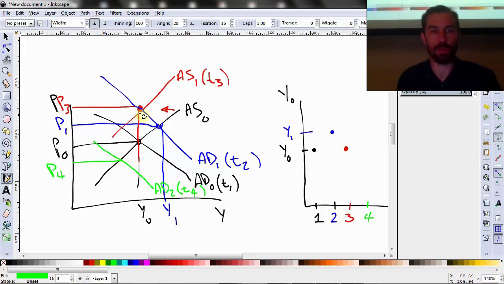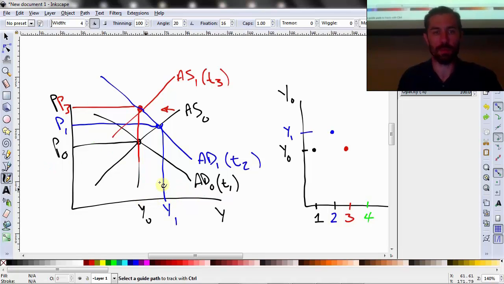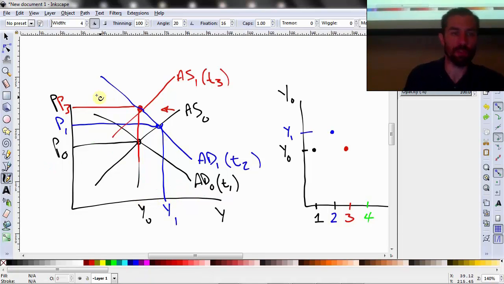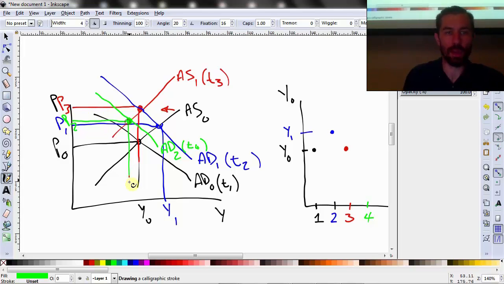Oh, sorry, wait. We're at this equilibrium. Let me redo that again. So from AD1, we shift to AD2 here. AD2 at T4. Okay, so we've got AS1 and AD2. Here's our new equilibrium. Our prices decrease from P3 and our output decreases.